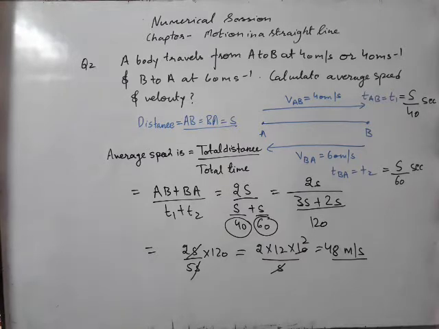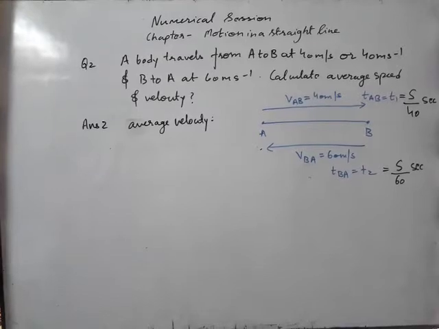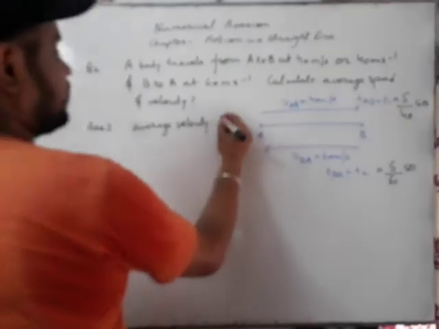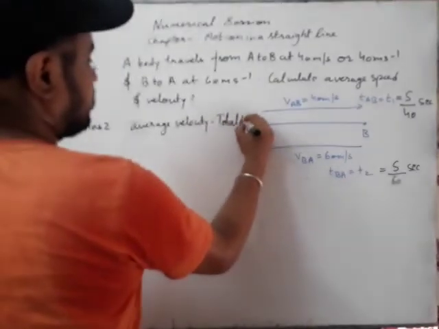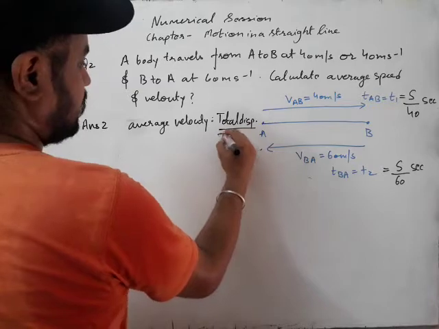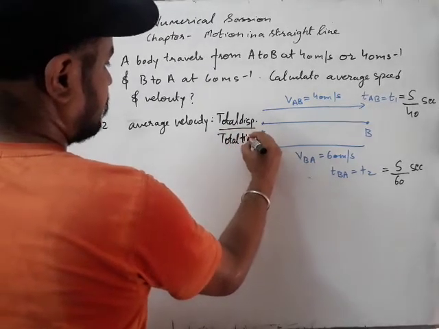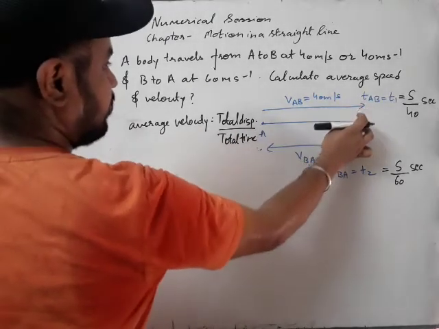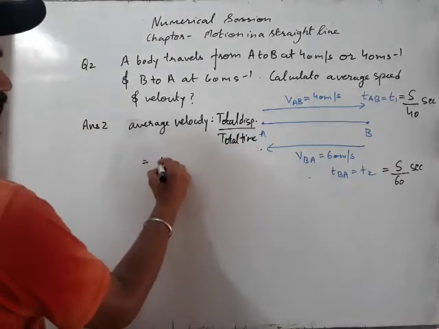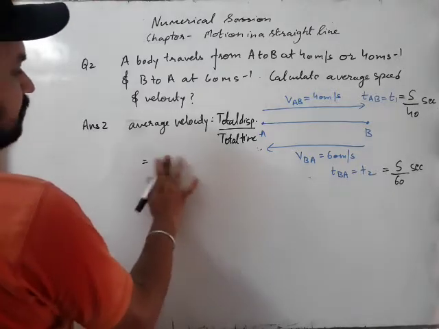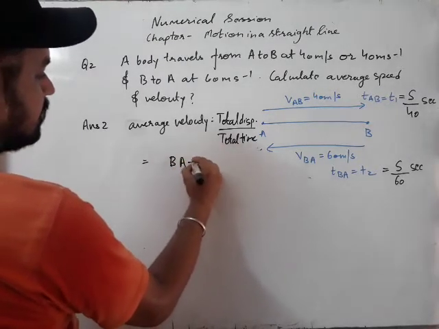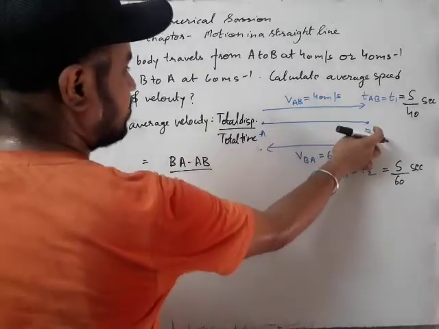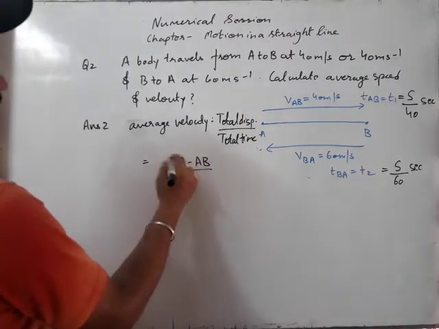Now we will be finding out the displacement. What do we require displacement for? It is required for the velocity, that is total displacement upon total time. As you know, the body is traveling from A to B and then B to A. So total displacement will be BA minus AB, that is 0. Obviously it goes like this and comes back like this, since displacement is a vector quantity.